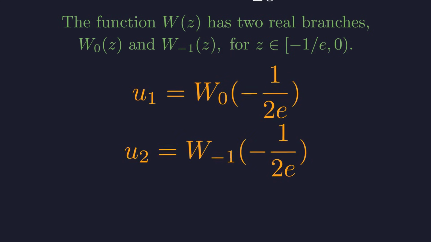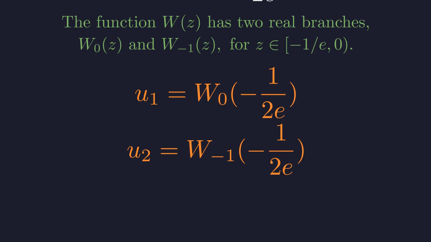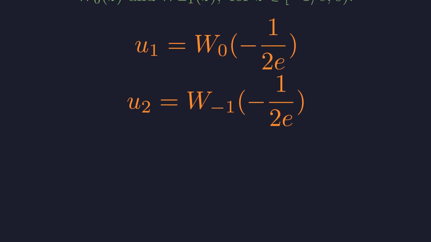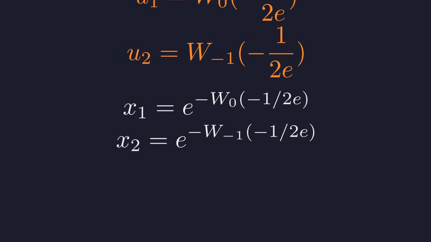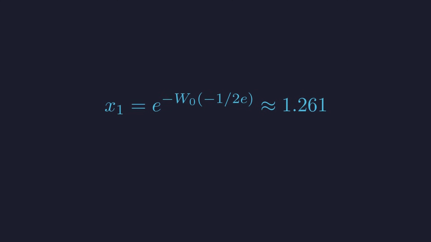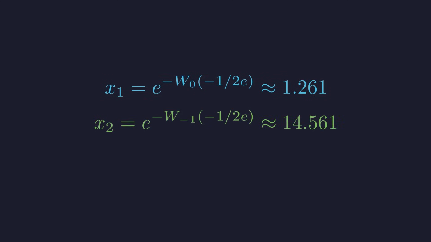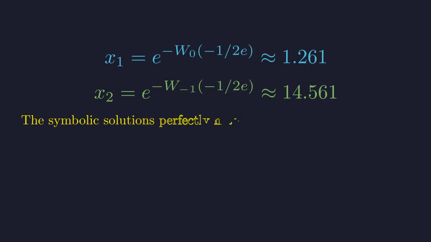Now we substitute back. Remember, x equals e to the negative u. And there are our 2 exact solutions. Let's see how this connects back to what we saw graphically. The principal branch gives us the first solution, and the secondary branch gives us the second. These match perfectly with the intersection points from our graph.